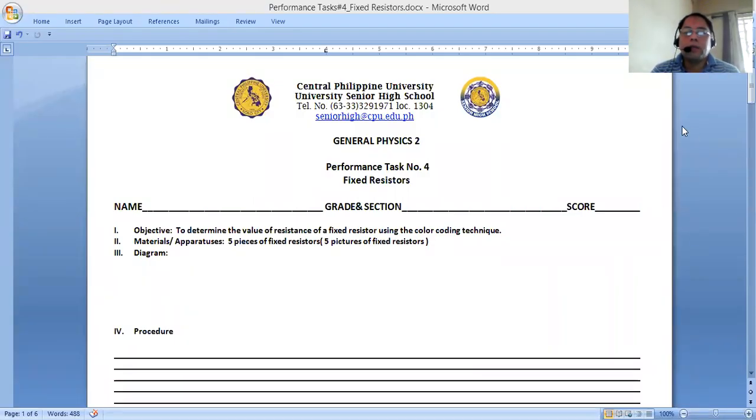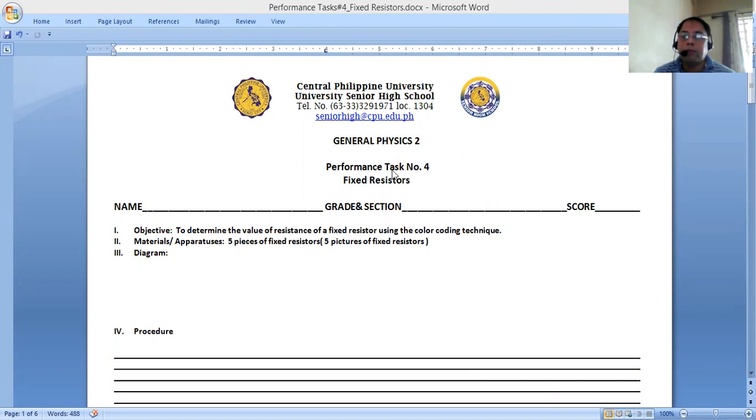Okay, welcome to our performance task number 4. In performance task number 4, we will call this our fixed resistors. We may name it plural, resistors, because we will probably need some number of resistors in this activity. I will show you later what a resistor looks like.